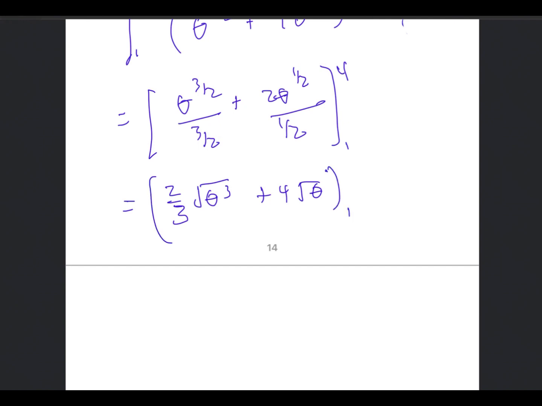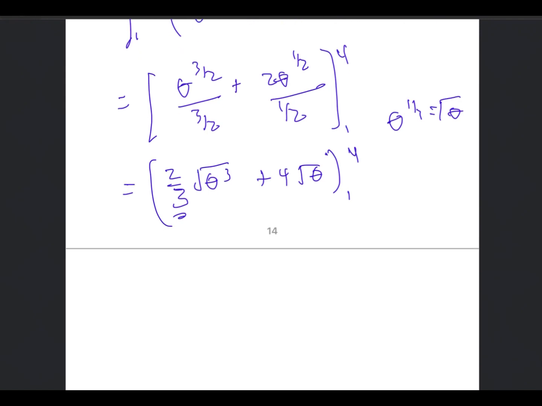And I did this because theta to the power 1 over 2 is equal to square root of theta. That's what I replaced. That's all. I didn't do anything else. And this one, I hope you know what it means from here. That's all. So basically this one now, you will start evaluating it.